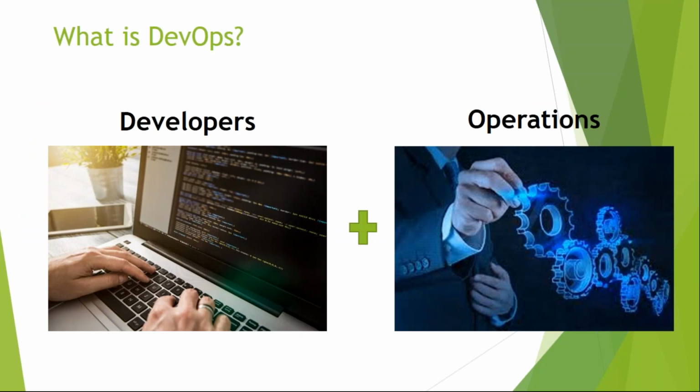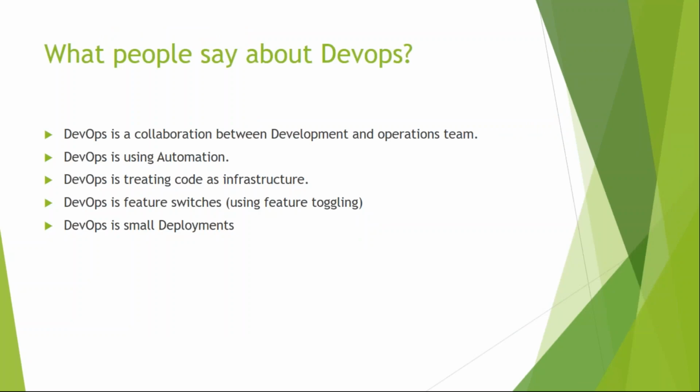There is a joke that if ten people sit together, everyone will give a different definition of DevOps. Let's see what people say about DevOps. Some people say that DevOps is a collaboration between the development and operations teams.